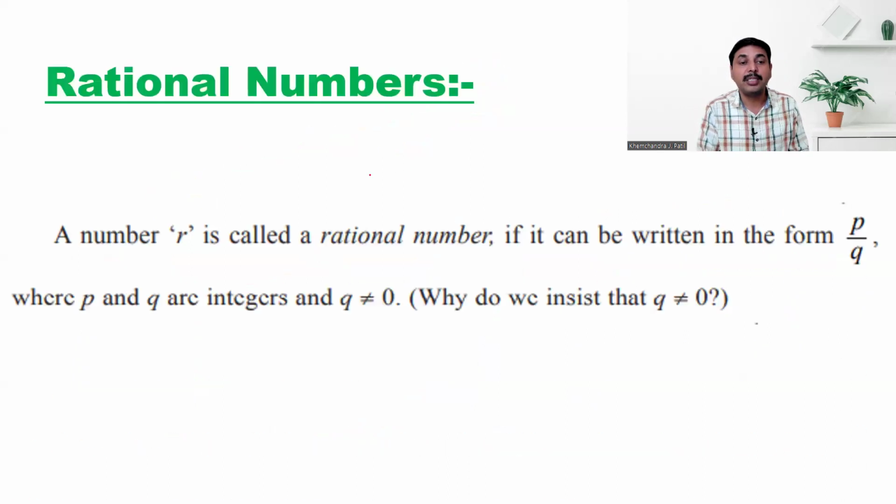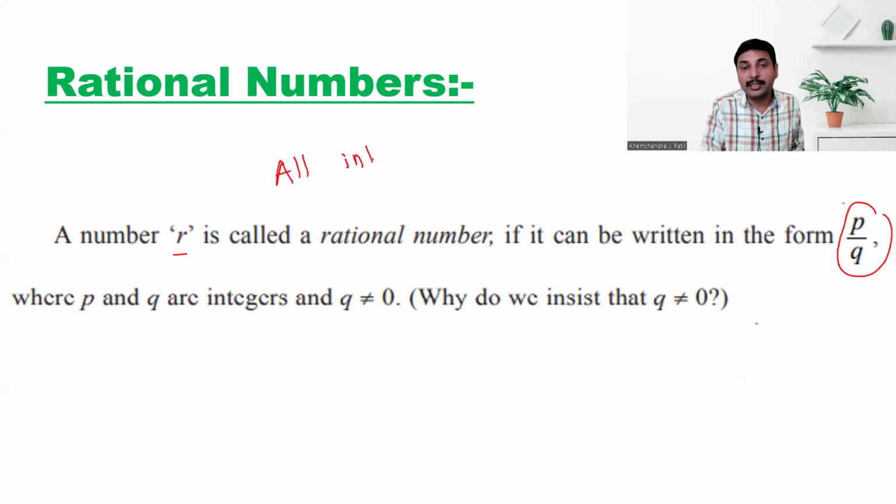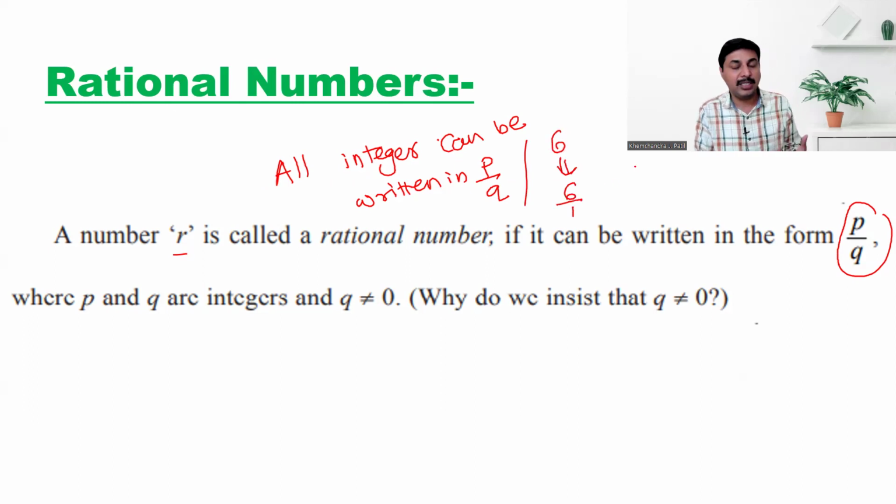A number R is called a rational number if it can be written in the form P divided by Q. All integers can be written in the form P divided by Q. So suppose I want to write 6, can I write 6 as 6 divided by 1?